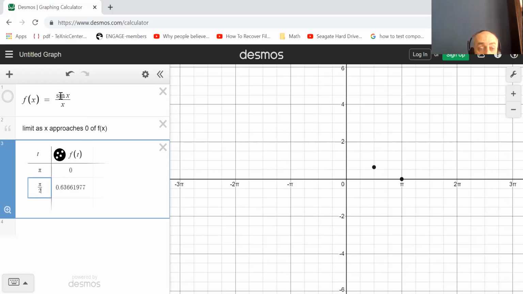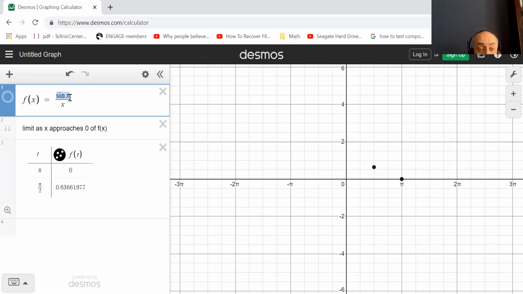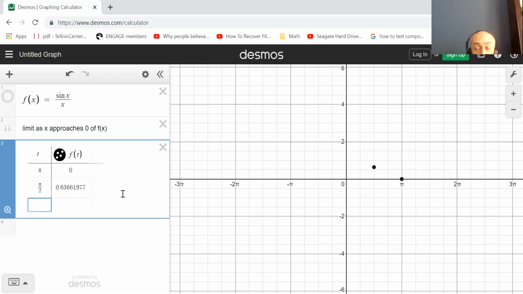So let's see what happens here. So sine of pi over 2 at the top will be 1. And that's a known value. So that's one of those that I told you to review. And pi over 2 at the bottom will be pi over 2. So it's 1 divided by pi over 2. And probably that is this number. All right, let's take some further values.